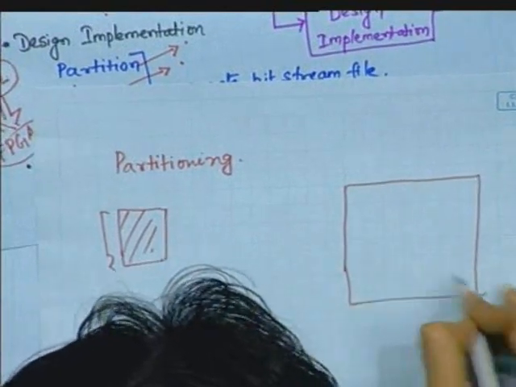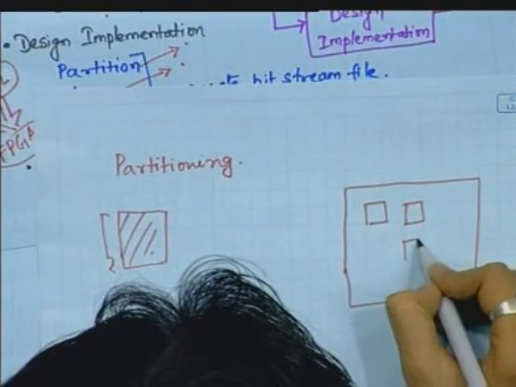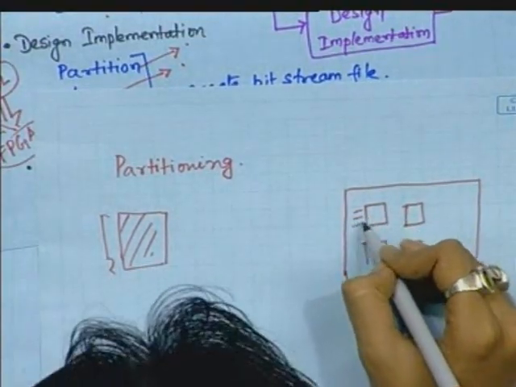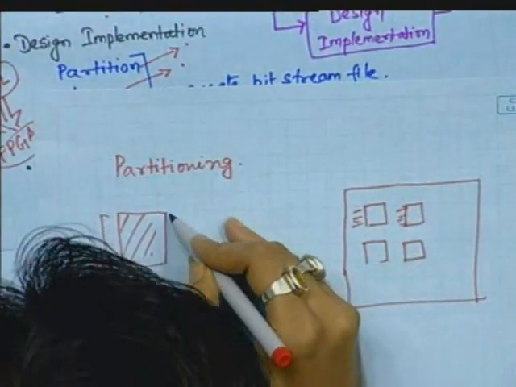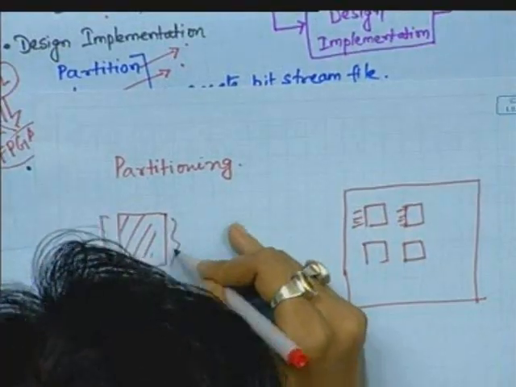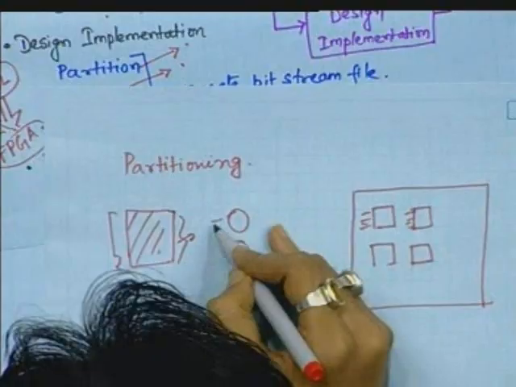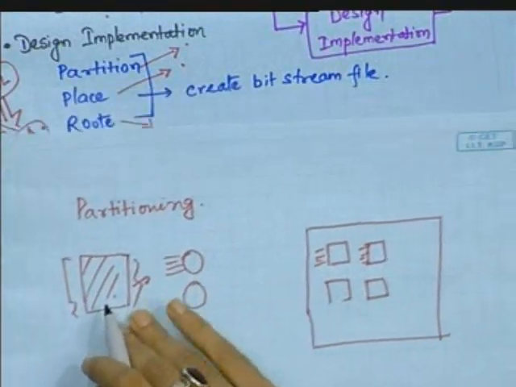Now, in the FPGA, what do we have? We have the CLBs, right? Say these CLBs are 4 inputs. Now we have to partition our program into logic blocks which are 4 inputs. Clear? So, this is what happens in partitioning.